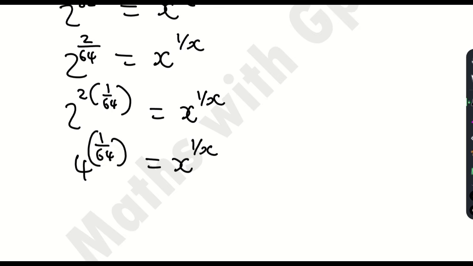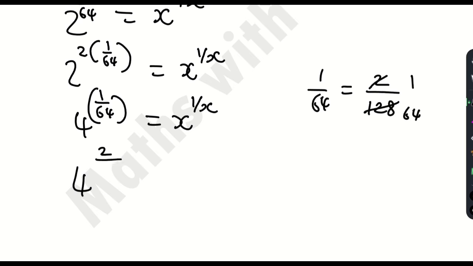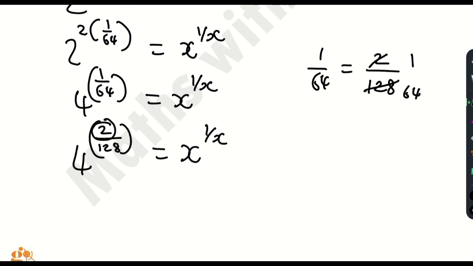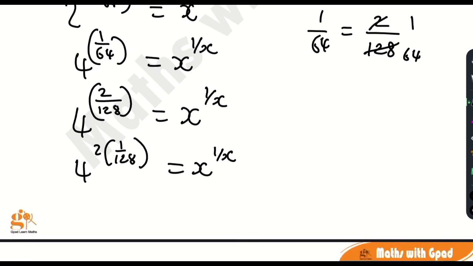So let's repeat the same thing that we did earlier. I'm going to rewrite 1 over 64 as what? 2 over 128. Yeah, because when you divide again, you get 1 over 64. So let's change it to 2 over 128, okay? And this is equal to x raised to the power 1 over x. Now, like I did earlier, I will remove this numerator and I'll rewrite it like this: 2 bracket 1 over 128, okay? And this is x raised to the power 1 over x. What is 4 raised to the power 2? That is 16. So we have 16 raised to power 1 over 128.